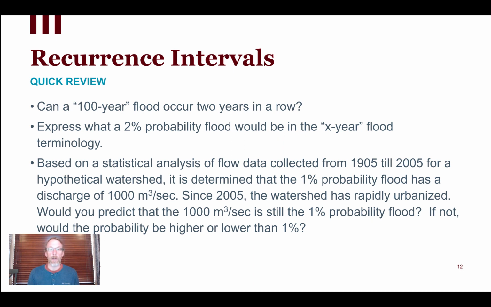Express what a 2% probability flood would be in the X-year flood terminology. X-year is a 100-year flood, a 500-year flood, a 1,000-year flood. What would a 2% probability flood be in that terminology?